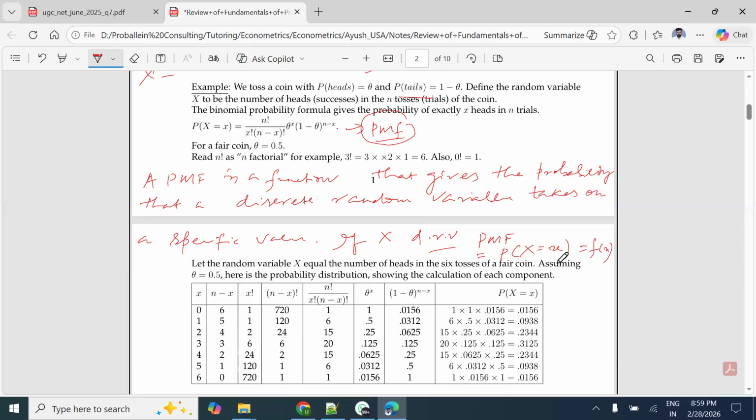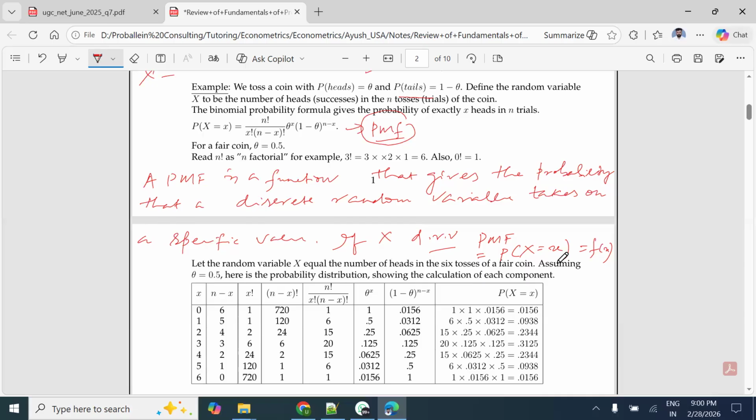Are you writing it down? The PMF is telling you the probability that capital X equals exactly the small x, or when the capital X takes a specific value. Clear?